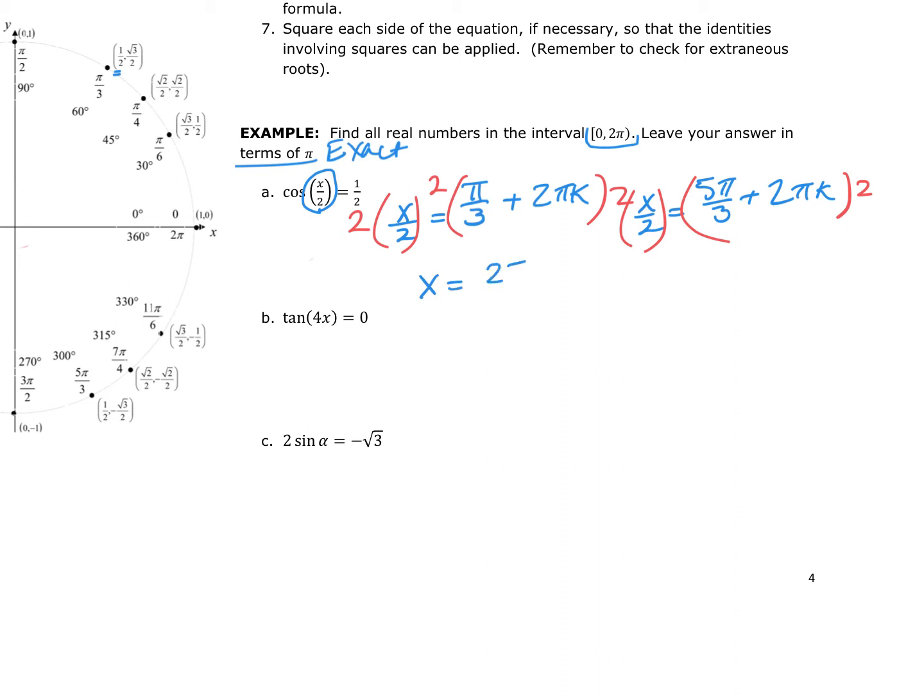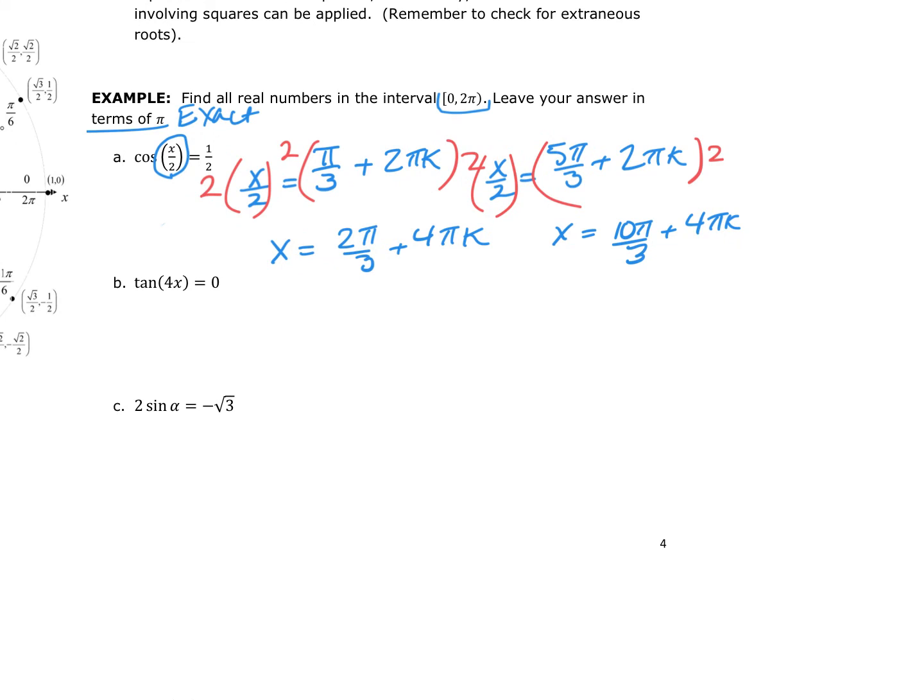X is going to equal 2 pi over 3 plus 4 pi k. And x is equal to 10 pi over 3 plus 4 pi k. Now, those are the general solutions. Those are the solutions for all real numbers, not just in the interval. But I want only the solutions that land within that interval.